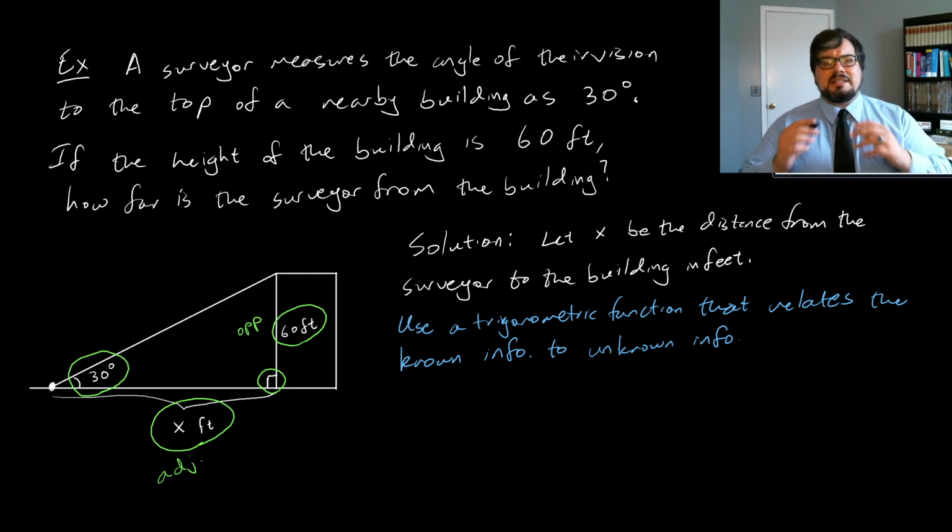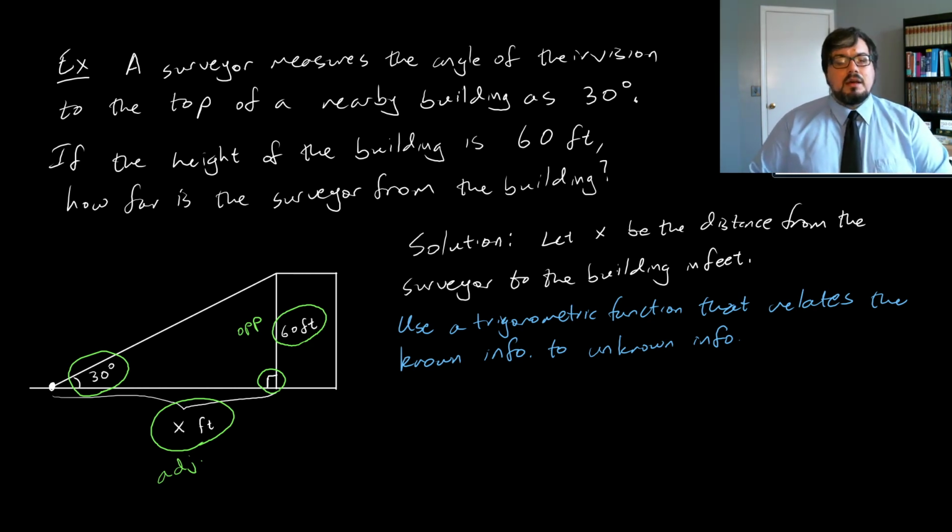Cotangent also works, but typically you want to use sine, cosine, or tangent before you use the other ones. Usually, just because they're easier to work with, and because you can plug them into a calculator easier. Most calculators do not have secant, cosecant, or cotangent buttons. So what we can say is that tangent 30 degrees is equal to 60, the length of the opposite side, divided by x, the length of the adjacent side.